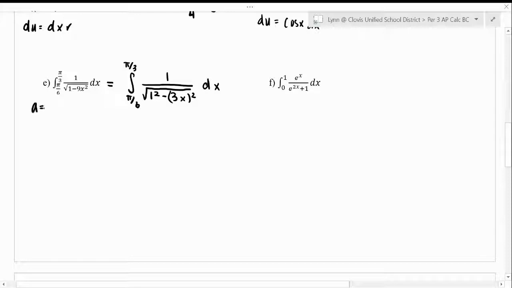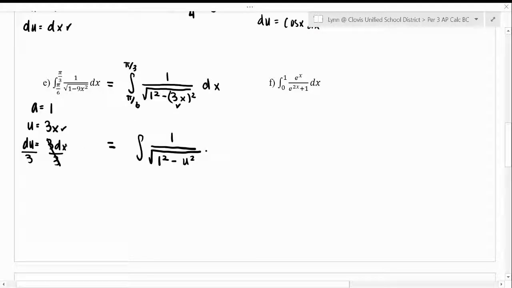All right, so my a is my number value being squared, which is just 1. And then u is the variable term being squared, so that would be 3x. And then I have to calculate my derivative. So the derivative of 3x is 3 dx. And this is where boo, because I have a dx, not a 3 dx. So I'm going to divide both sides by 3. And then that means I have to do a substitution because they don't match up beautifully, right? So here comes my substitution. So I have 1 over, and then the square root of 1 squared. And then I'm going to replace 3x with u.